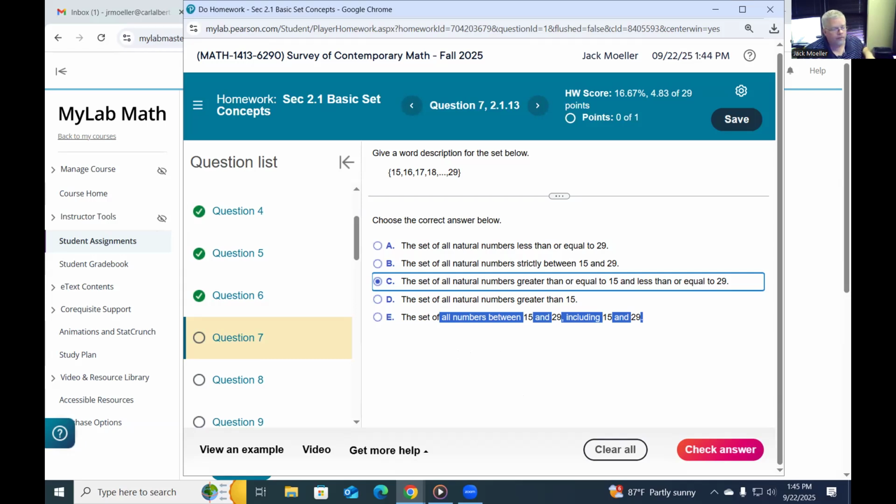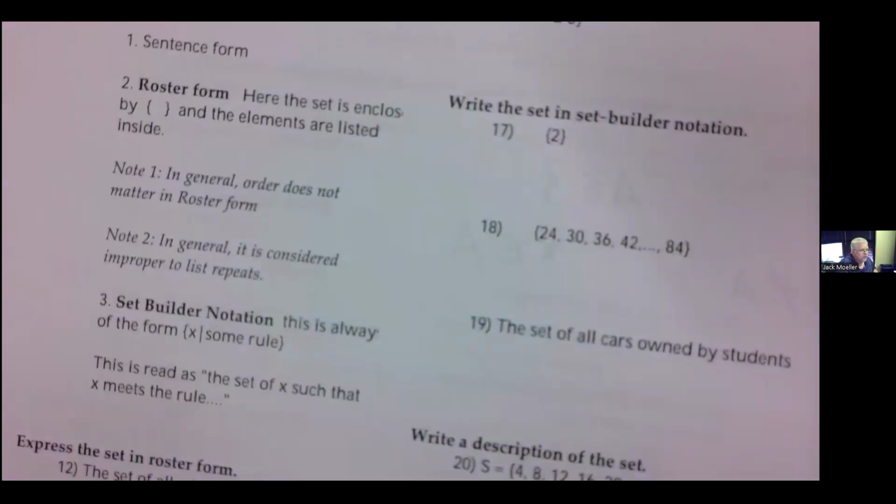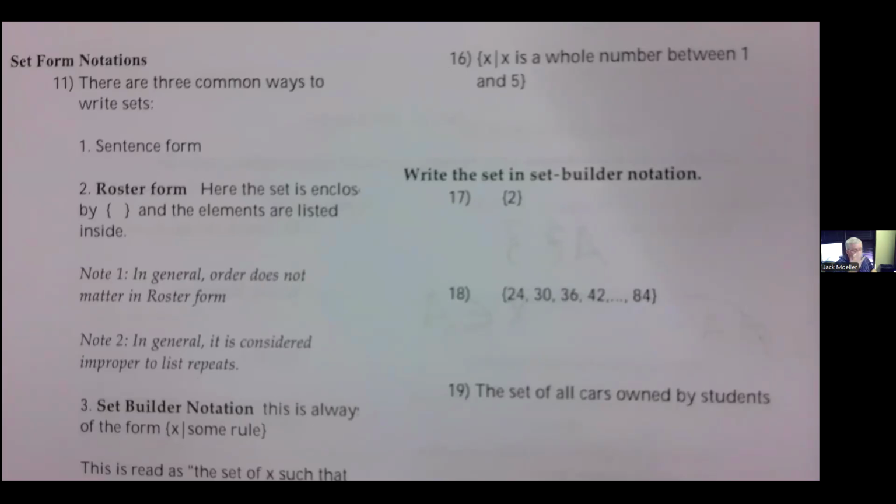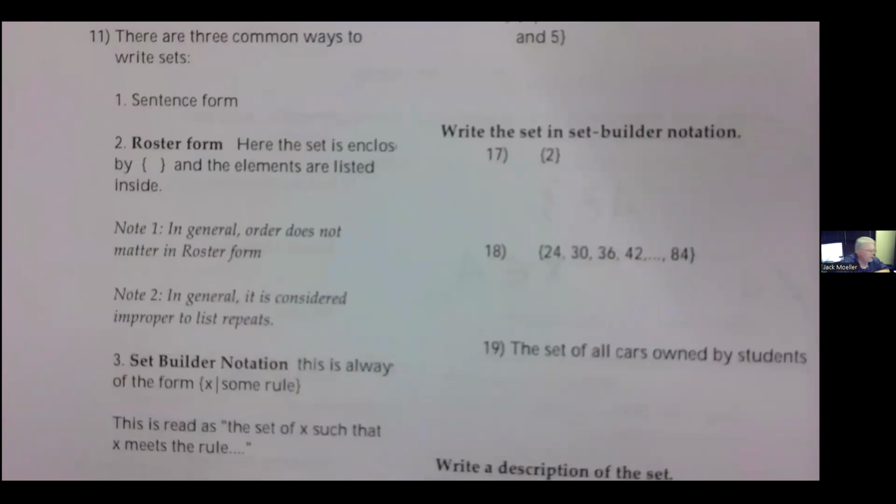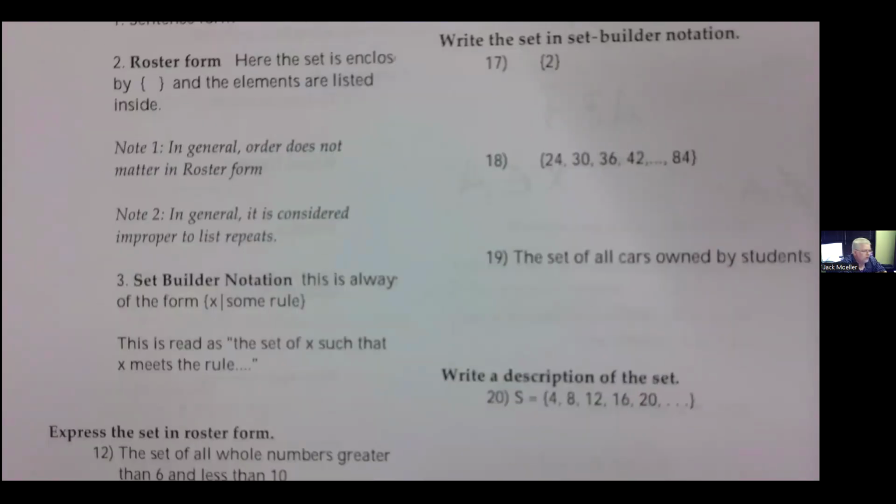So let's go back to the notes for a bit. When we're talking about sets, there are three ways to write sets. One is in sentence form, where you just write down words. It's not very mathy. Two is the roster form, which we've talked about. The roster is a list of elements with brackets on the outside. Elements are separated by commas. Order doesn't matter unless the problem specifically says it does. And in general, it's considered improper to list repeats.